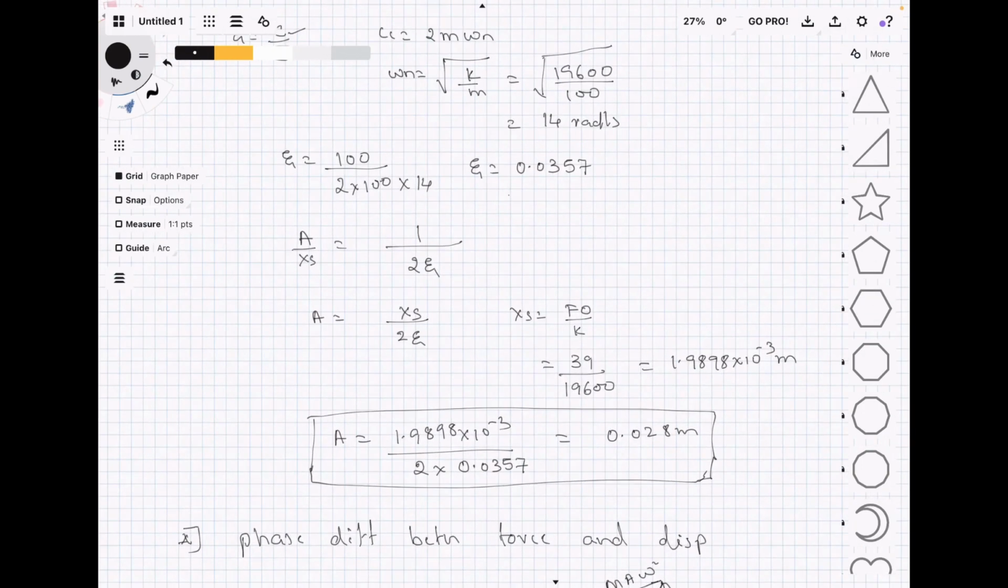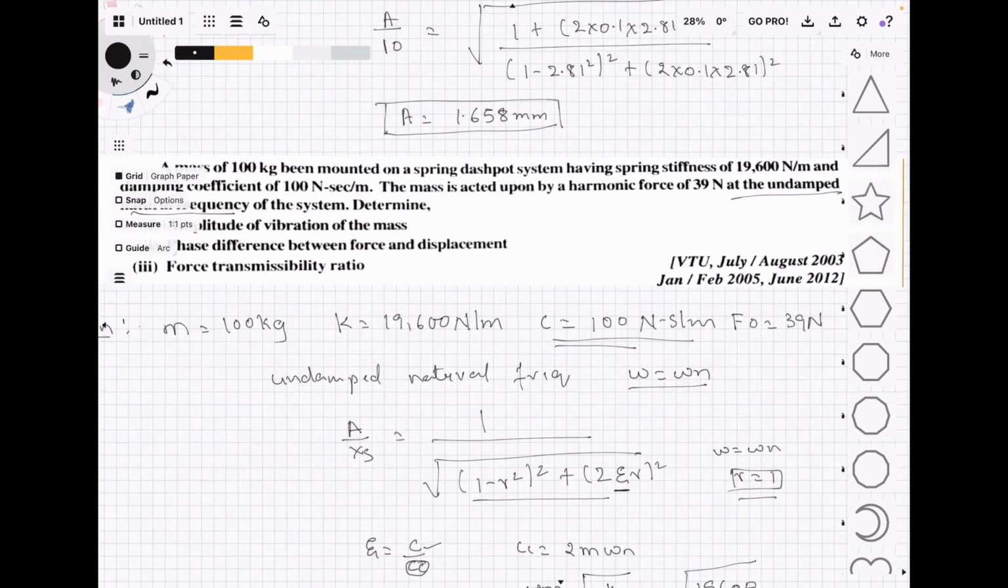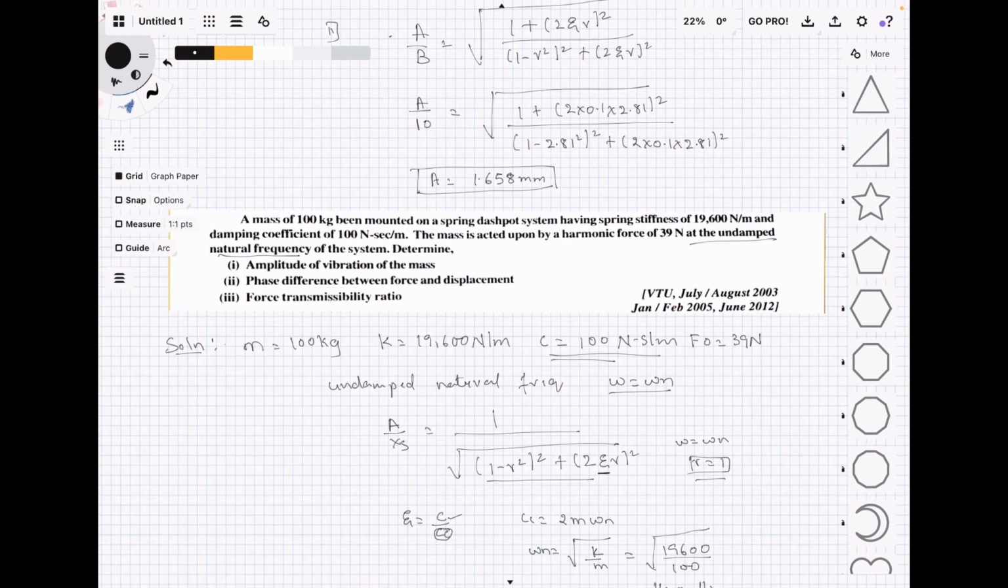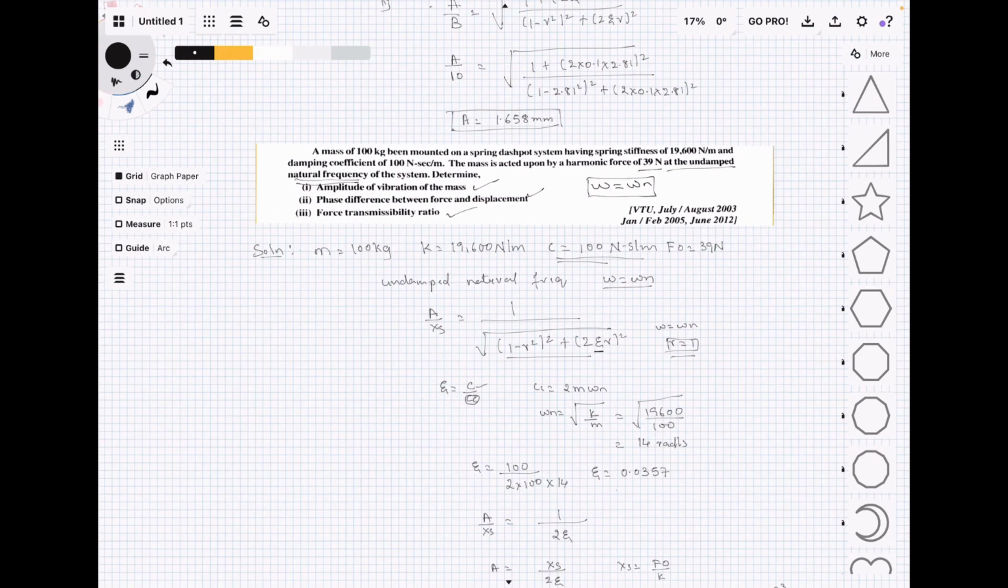Whatever question we have solved here, he has already mentioned, this is the main important thing here. He has told that the mass is acted upon by a harmonic force of 39 Newton at the undamped natural frequency, which means the forcing function, which is frequency omega, is acting at the undamped natural frequency, which is the condition omega is equal to omega n. So with respect to this, I'm just substituting the values and getting the amplitude of vibration of the mass, phase difference, and force transmissibility. So like this, we will be solving the problems.